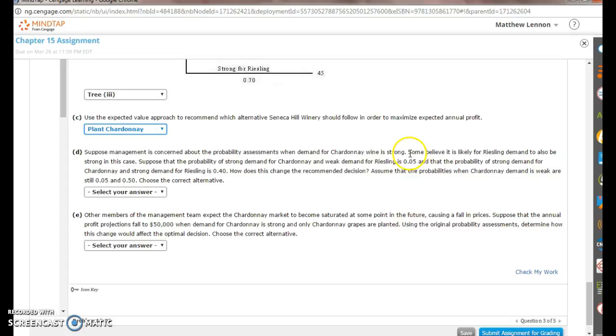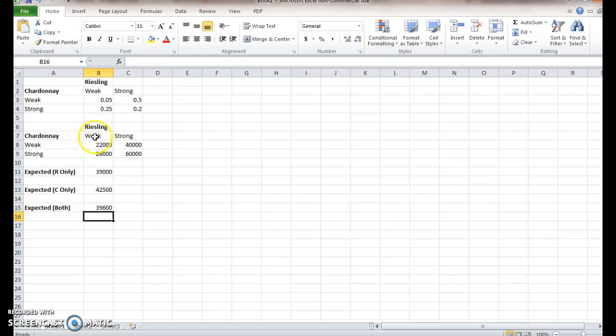So for part D, it says some believe it's likely for Riesling demand to be strong. In this case, suppose the probability of strong demand for Riesling and weak demand is 0.05 and 0.4, and then Chardonnay demand is weak are 0.05 and 0.5. So what you're doing there is you're just taking your table here for the two-way profit and altering that. And if you just alter these formulas, then it'll automatically update the expected value.